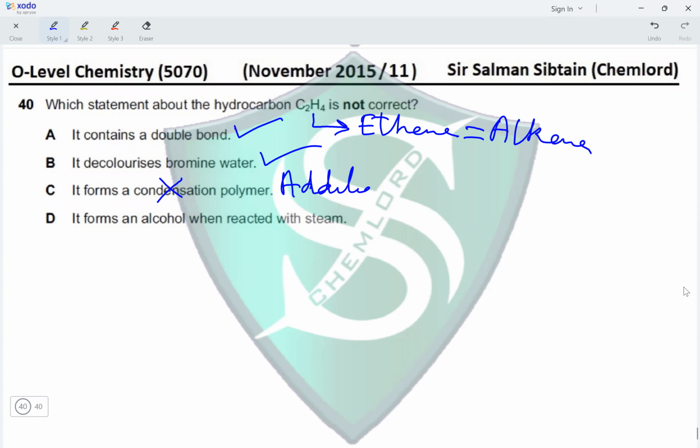And it forms an alcohol when reacted with steam. Yes, alkene plus steam gives alcohol. Therefore, the only incorrect statement here is that it forms a condensation polymer, making option C the correct option for this question.